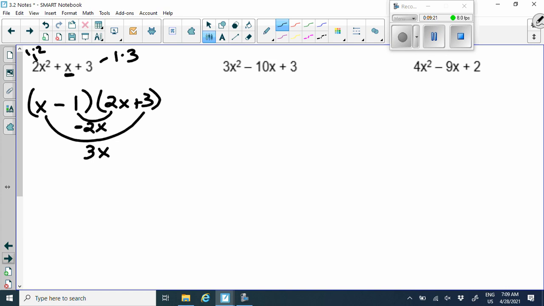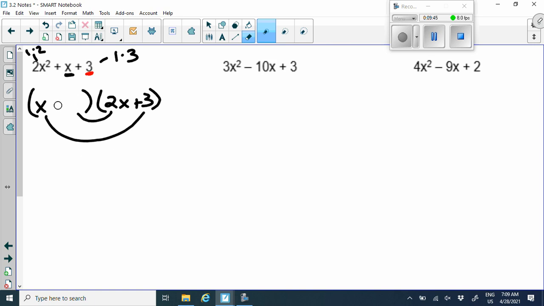Now we still need to look at this because, yes, we were able to add up to the middle term. However, if we do negative 1 times a positive 3, will that multiply to our last term of a positive 3? No, it doesn't. Negative 1 times 3 gives us negative 3, not positive 3. So actually, this combination does not work. So we're going to go ahead and switch it and see what happens there.